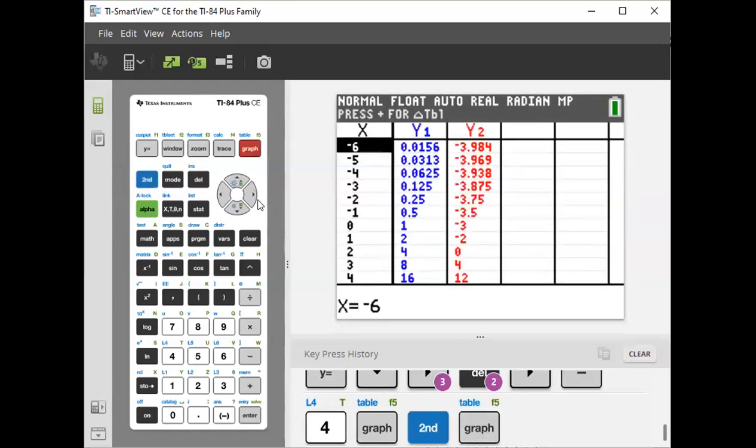So if we go to our table, we could jot down the points. -2 is -3.75. -1, -3.5. 0 is -3. 1 is -2. 2 is 0, and 3 is 4. And I'm using the red numbers because that's the one that we changed. So let's go back and fill that in on our table.